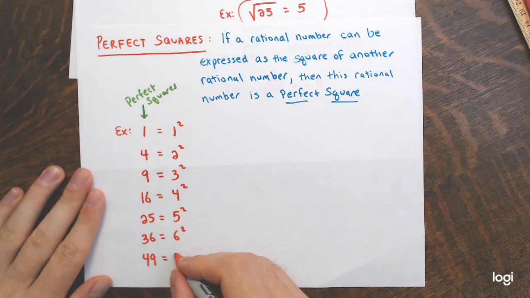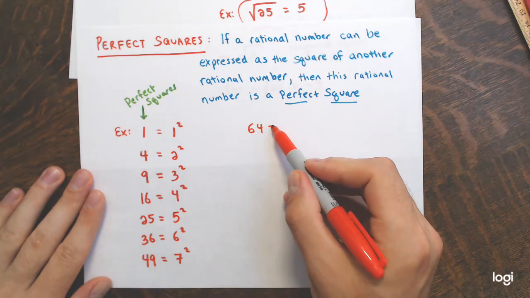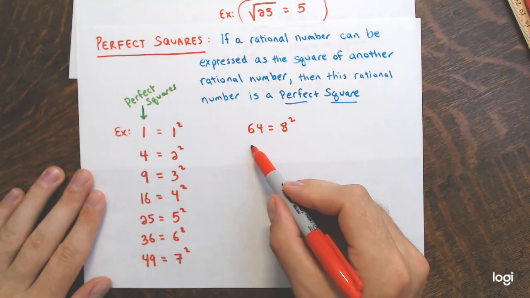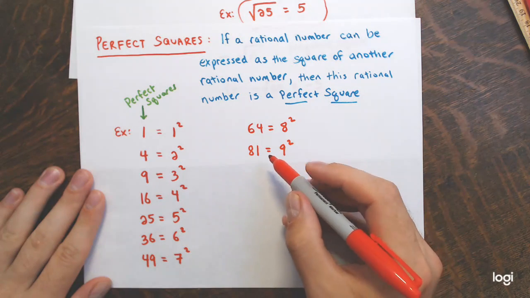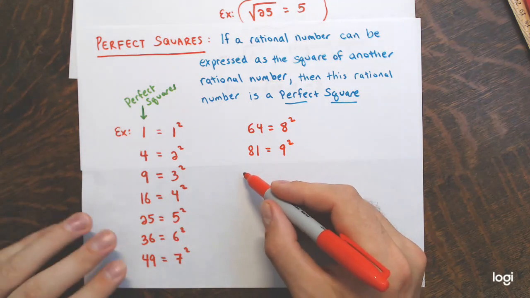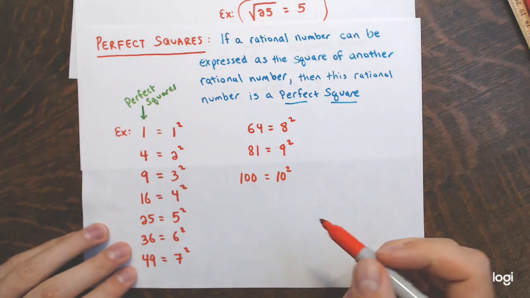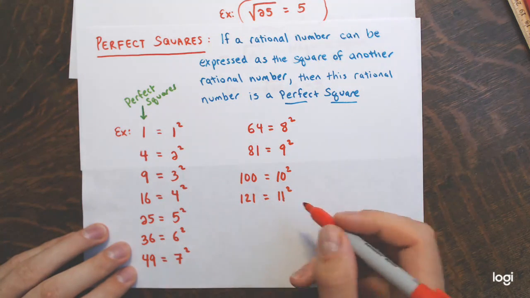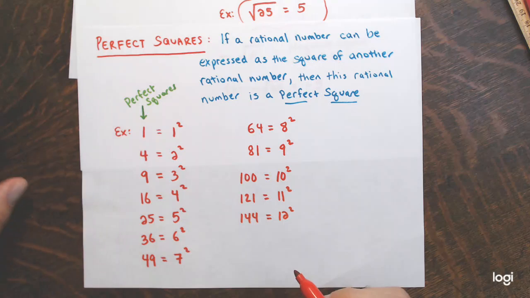49 is 7 or negative 7 squared, right? But it can be read as a rational number squared. And I'll just keep going over here. 64 can be written as 8 squared or negative 8 squared even. Then 81 can be written as 9 squared or negative 9 squared, but still written as a rational number squared. 100, right? That can be written as 10 squared or negative 10 to the second. 121 is 11 squared or negative 11 squared. 144 is 12 squared or negative 12 squared.